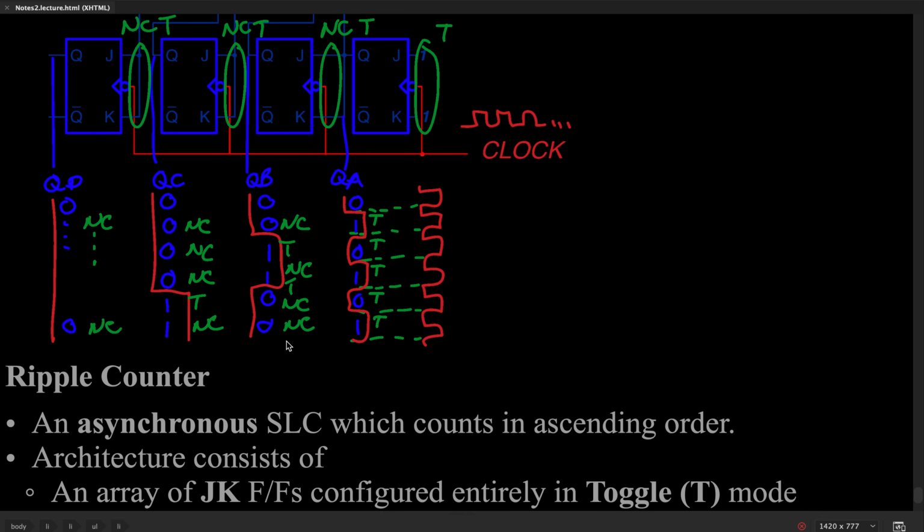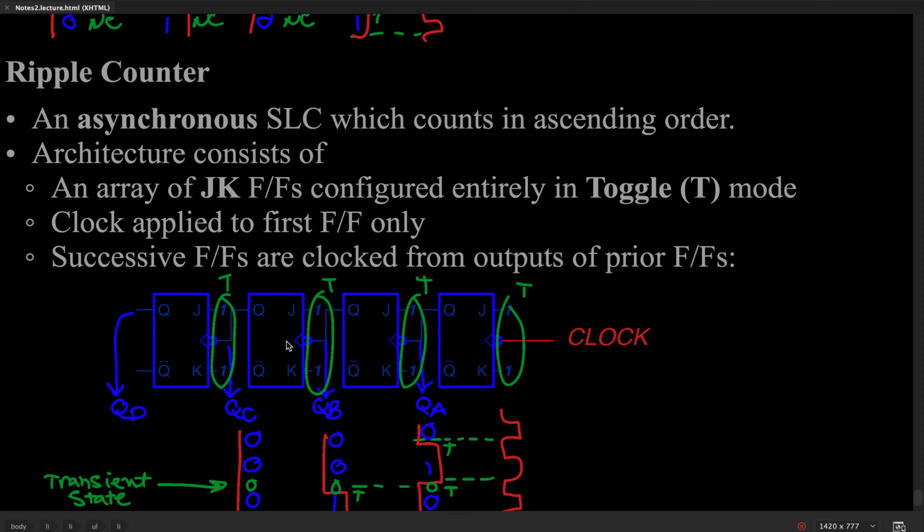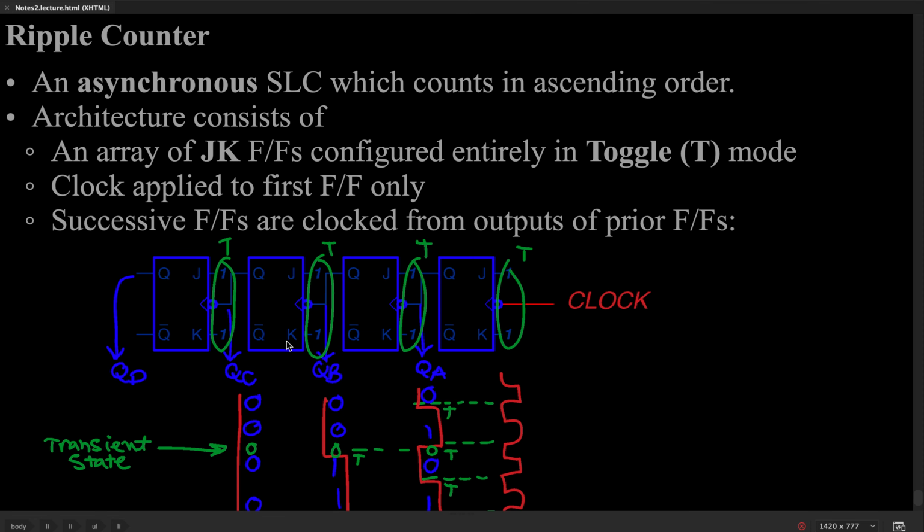The last counter, the last register that we'll look at, is the ripple counter. The ripple counter is famous because it is the one that involves the least amount of exterior logic besides the 4 JK flip-flops. The architecture consists of, again, 4 JK flip-flops, but they're only configured in toggle mode. It is an asynchronous circuit because the clock is applied only to the first clock input. Subsequent stages receive their clocks from the Q output of the previous stage. Let's see how this thing works.